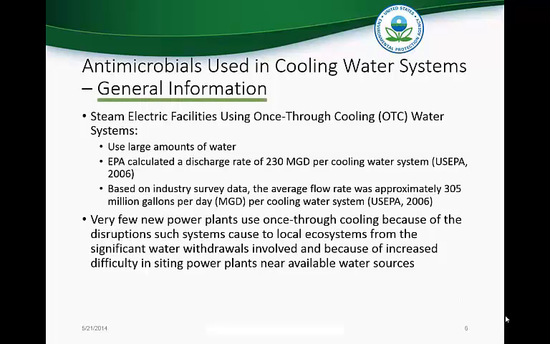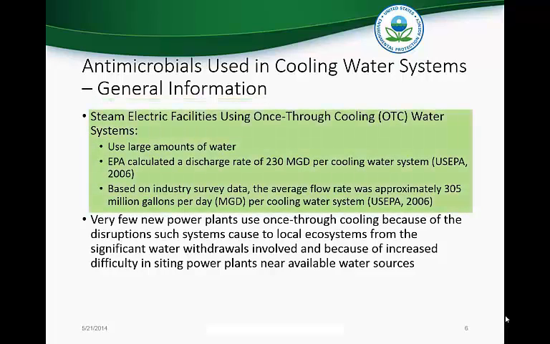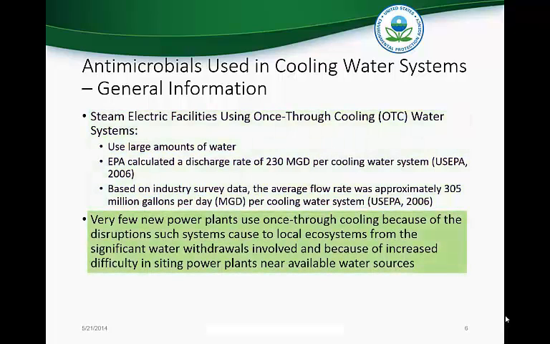This slide provides general information about once-through cooling systems. Steam electric facilities using once-through cooling water systems use large amounts of water. EPA calculated a discharge rate of 230 million gallons per day per cooling water system. Based on industry survey data, the average flow rate was approximately 305 million gallons per day per cooling water system. Very few new power plants use once-through cooling because of the disruptions such systems cause to local ecosystems from the significant water withdrawals involved, and because of increased difficulty in siting power plants near available water sources.